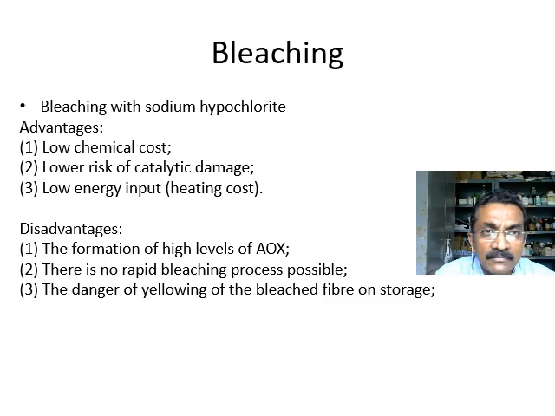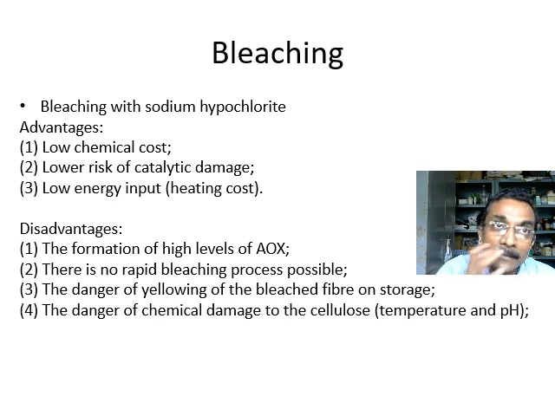Then the traces of sodium hypochlorite, if it remains with the fiber, and it always remains, are responsible for making the fabric yellowing. So these traces are very difficult to remove 100%. Whenever the fabric after bleaching comes in contact with atmospheric conditions, it becomes slightly yellower in nature. Then there is the danger of chemical damage to the cellulose.